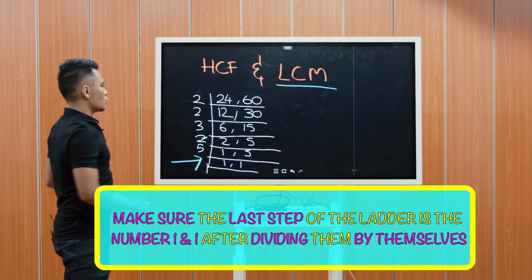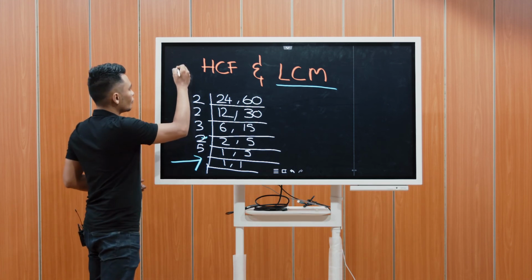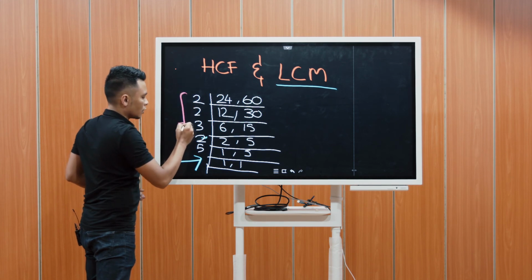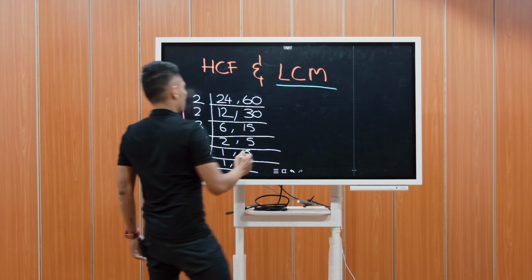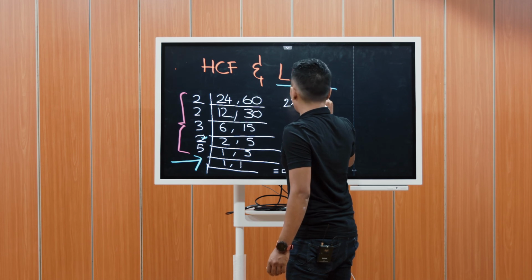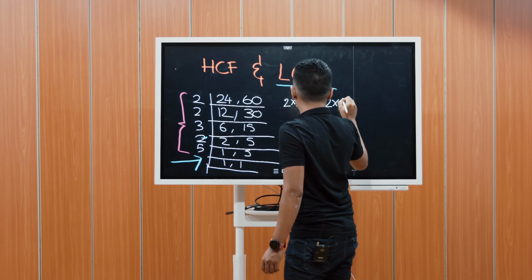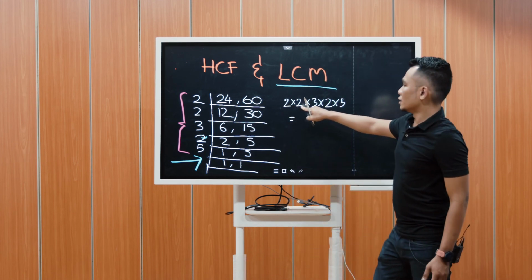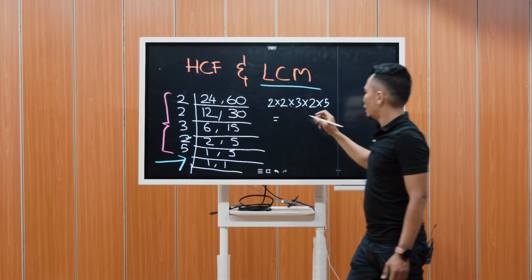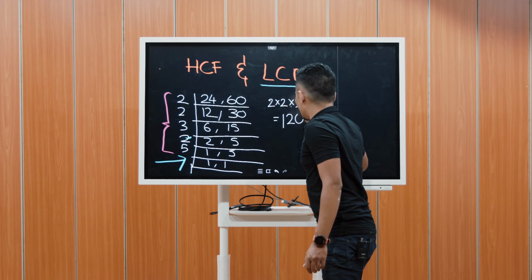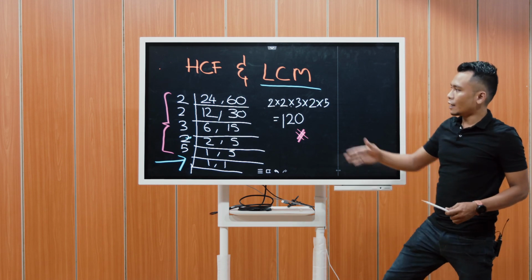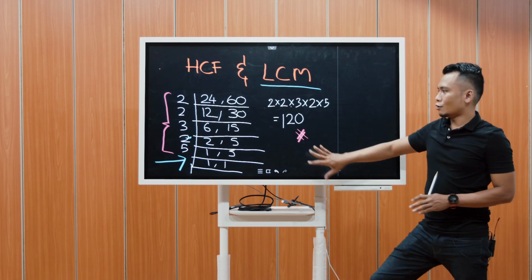Okay? The last thing that you do is to multiply everything here. Alright? Look here. 2 multiplied by 2 multiplied by 3 multiplied by 2 multiplied by 5. 2 times 2 is 4. 4 times 3 is 12. 12 times 2 is 24. 24 times 5 is 120. So that is the lowest common multiple for the numbers 24 and 60. That is all you need to do.